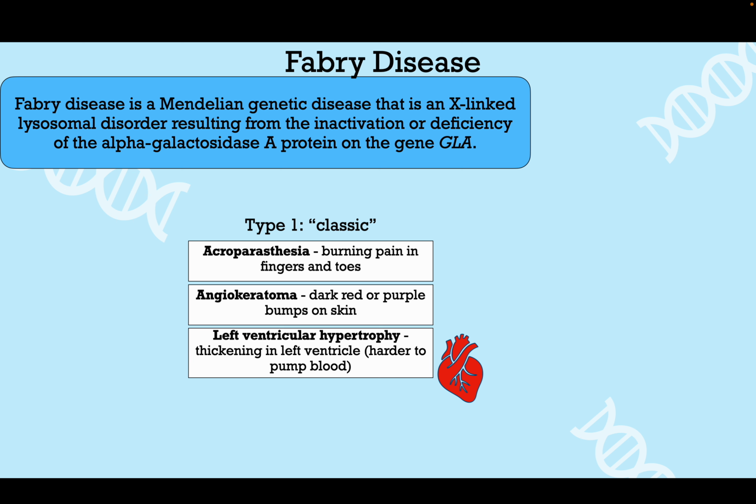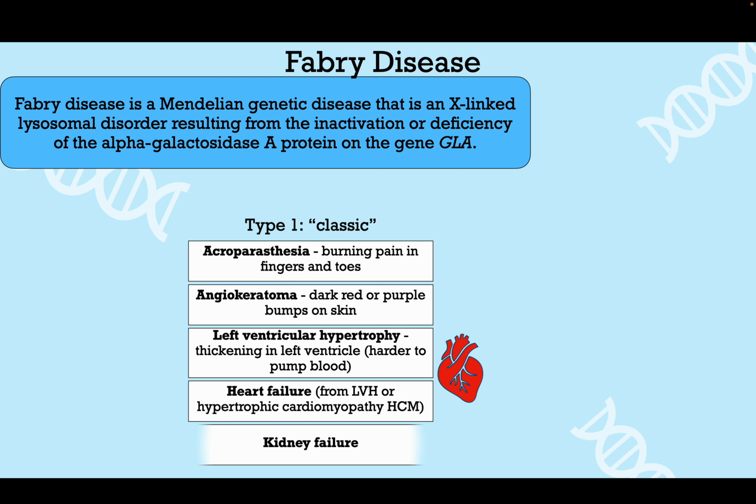Cardiac symptoms are common, such as left ventricular hypertrophy, or a thickening in the part of your heart called the left ventricle. This thickening makes it harder for your heart to pump blood. Another common cardiac symptom is heart failure, which can be caused from left ventricular hypertrophy, or from another condition called hypertrophic cardiomyopathy, which is a swelling in the heart muscle wall. Finally, kidney failure is another common symptom in type 1 Fabry disease.